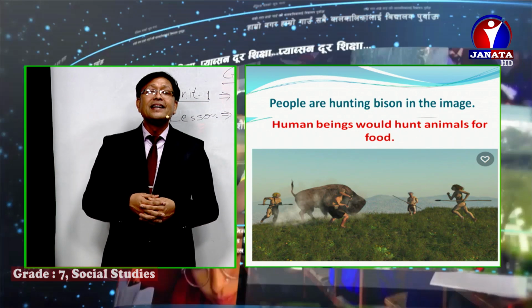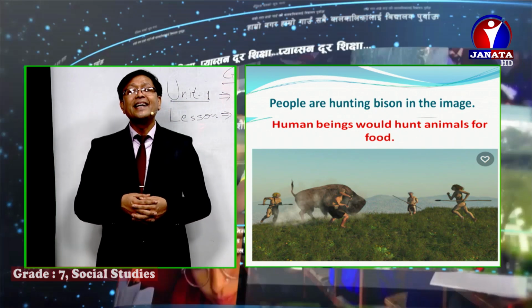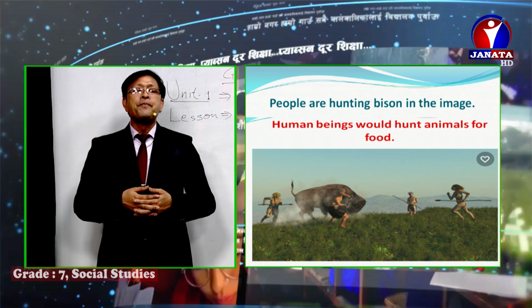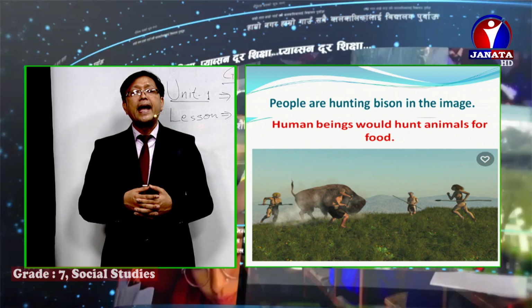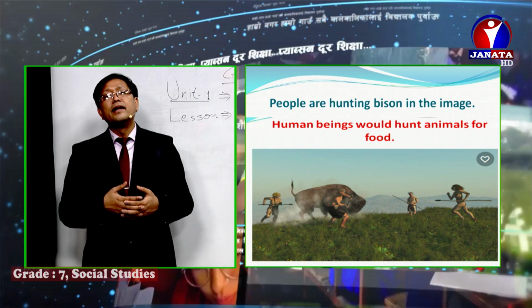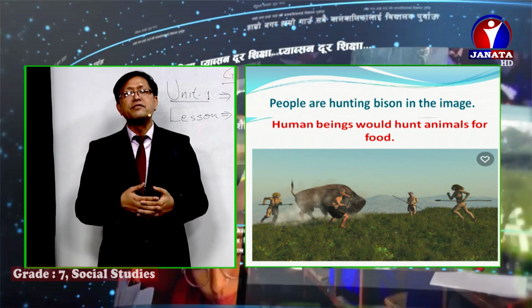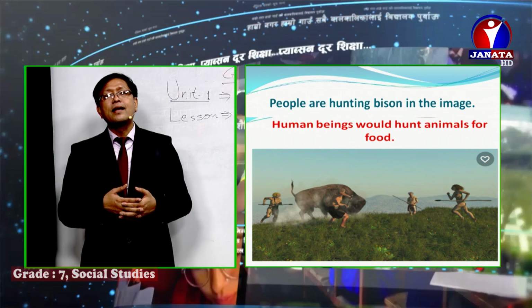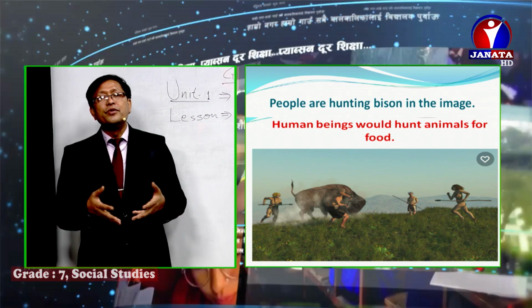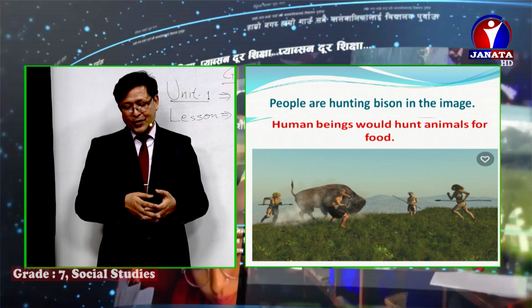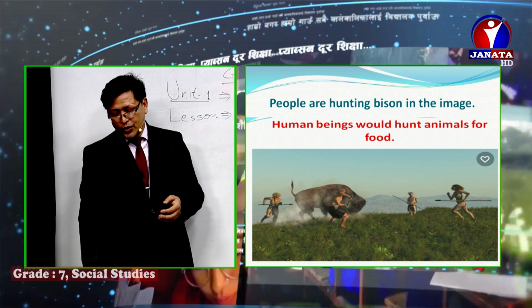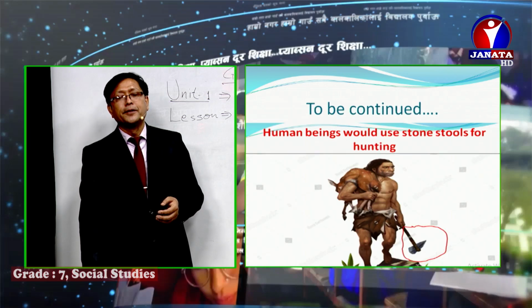How did they live? What did they eat? Boys and girls, human beings would hunt animals and kill them, then they would eat the flesh of the animals. They were very skillful in hunting, so they would kill animals, then they would eat. All right? Let me show you one more slide, then I will connect to it.